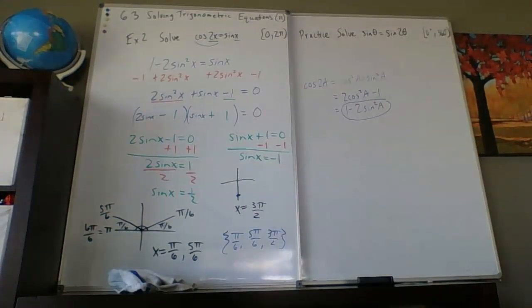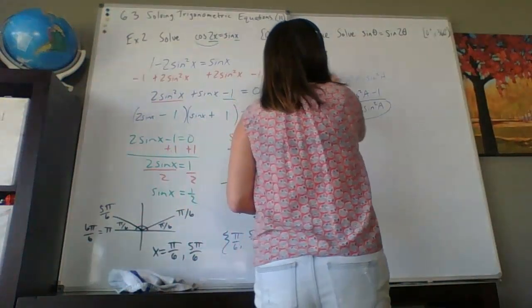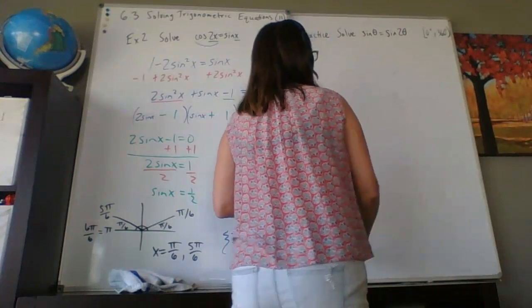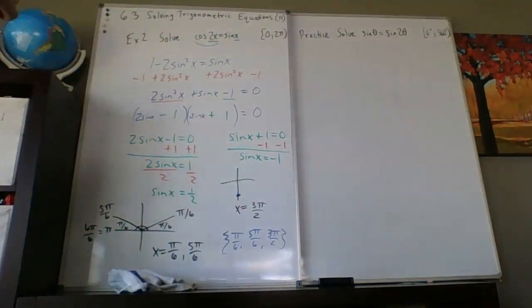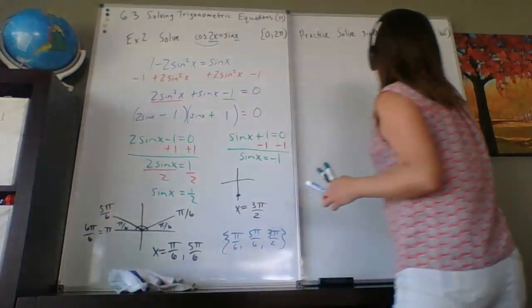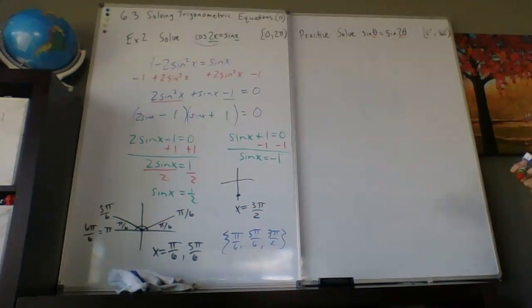Let's take a look at the practice. Again, you could always try this on your own. So solve sine theta equals sine of 2 theta over the interval 0 degrees to 360 degrees. So again, notice we have 2 different inputs into our trig functions. We have theta and 2 theta. This is when we want to use our identities.